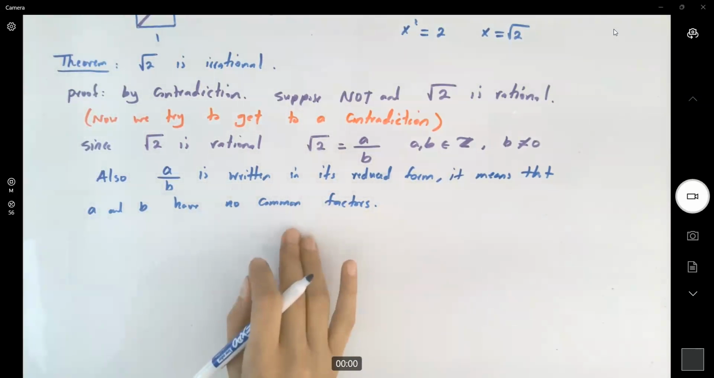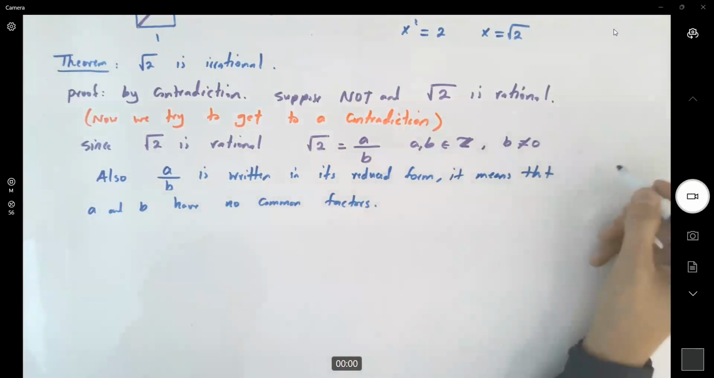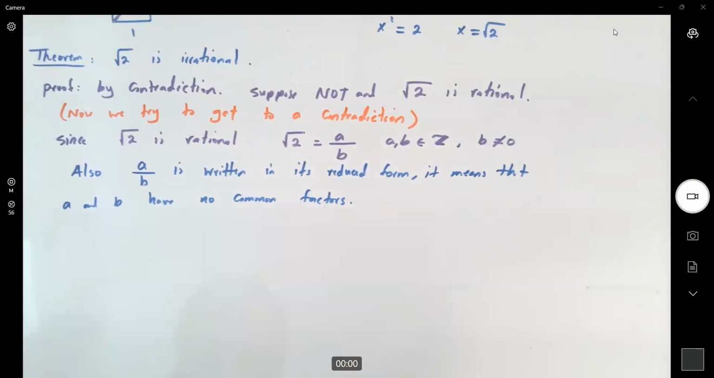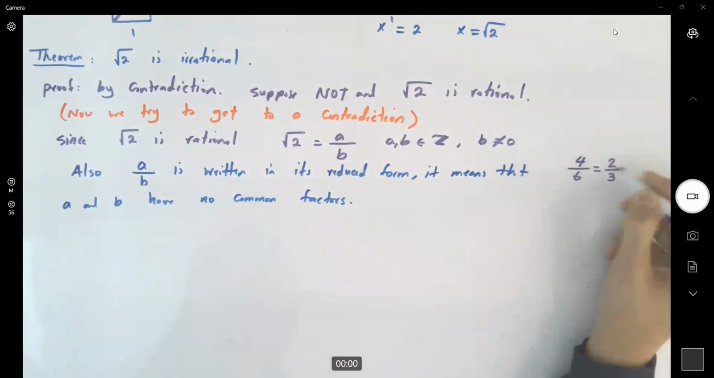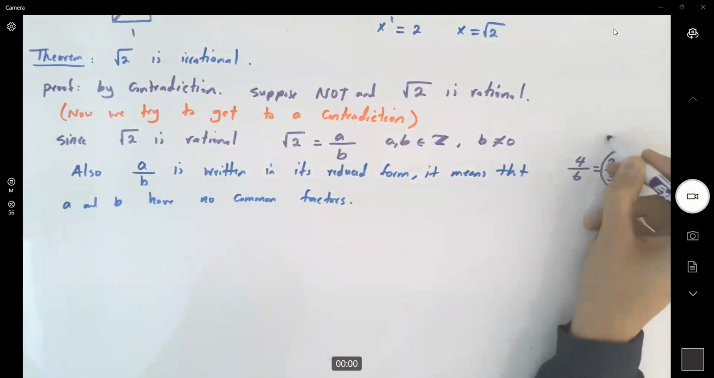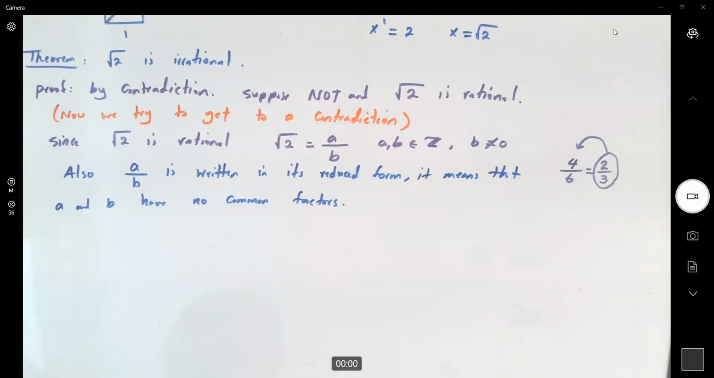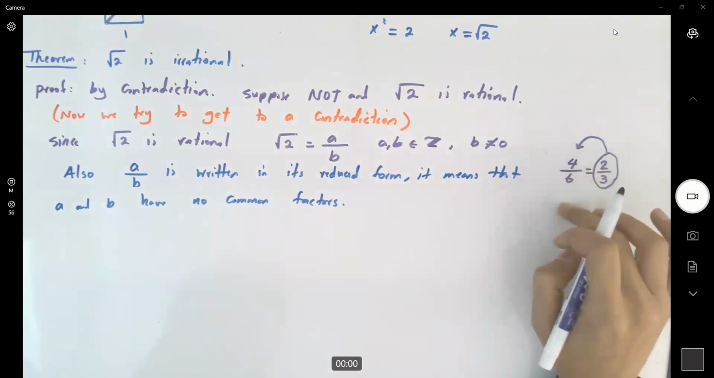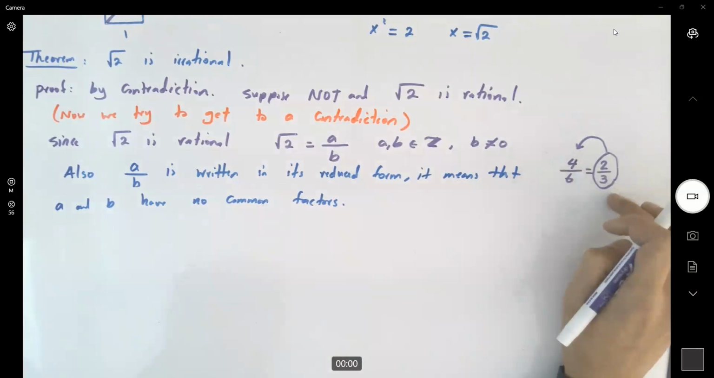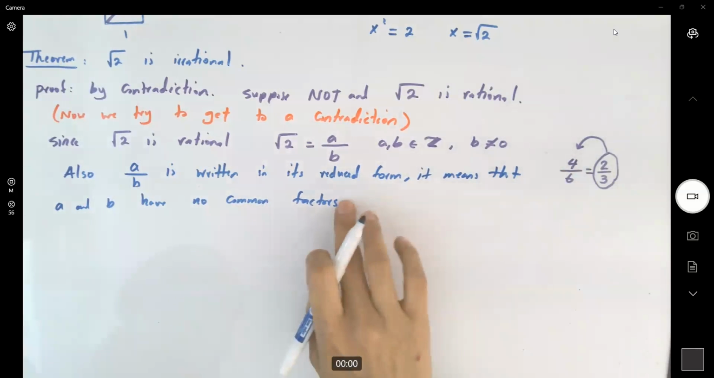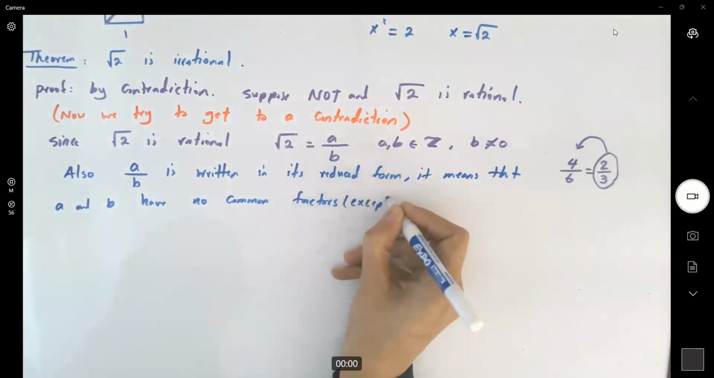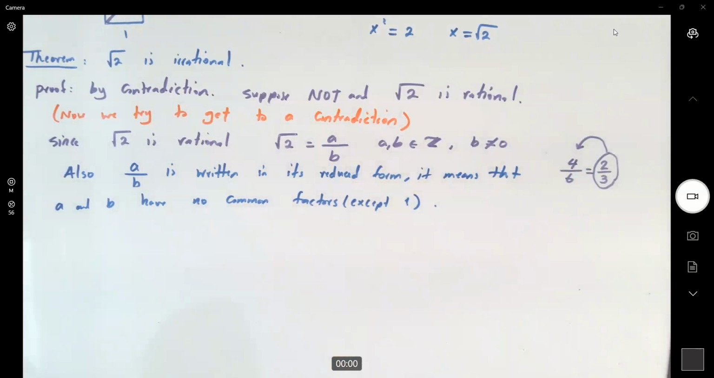Remember that this is super important. So just going back to algebra, if you have, for example, 4 over 6, it can be written as 2/3. This is the reduced fraction, the reduced form of 4 over 6. So 2 over 3, it's the reduced form. They don't have any common factor except for 1. Okay. Let's write except 1, so we don't get confused. Now let us begin.